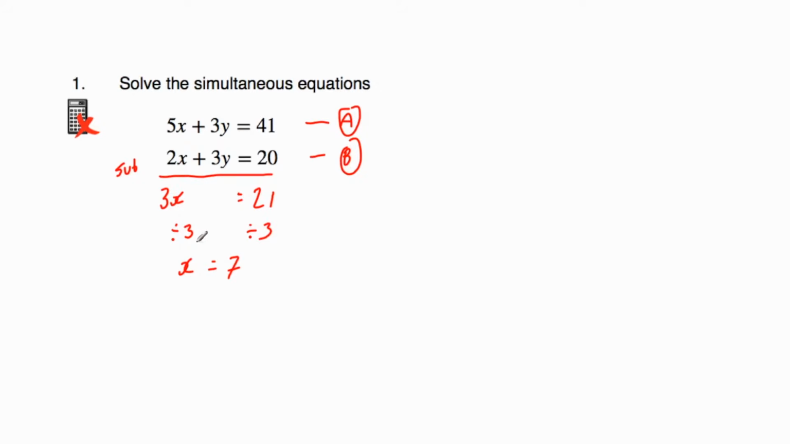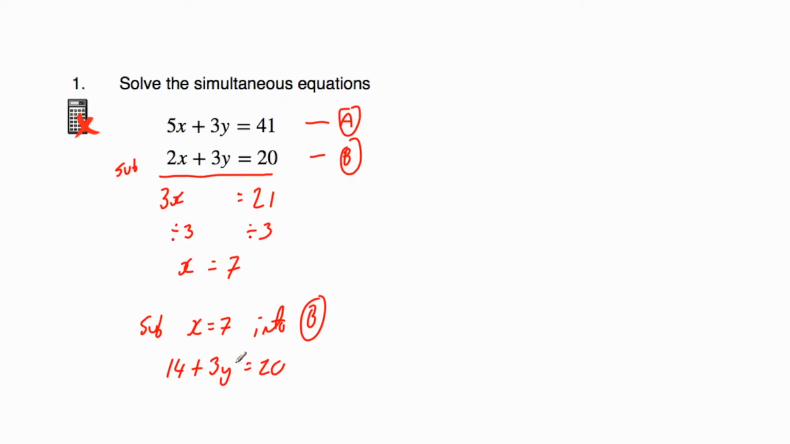So x equals 7. Now we know what x is, we can substitute that into either A or B to find out what y will be. And I'm going to choose equation B because it's just got some smaller numbers, so it should be a bit easier to do. So let's sub x equals 7 into equation B. And when we do that, we get, well, substitute x equals 7. So we've got 2 times x, and 2 times 7 is 14. So we've got 14. And then we've got plus 3y equals 20. So we can now solve this equation and find what y is.